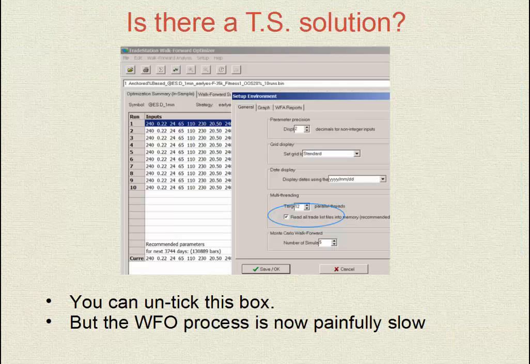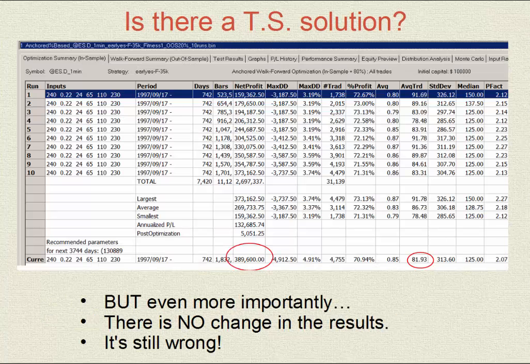When this box is unticked, all the trades don't go into memory, and it should be a workaround for this issue. Hence it's much slower because it's doing a lot more disk work. This didn't fix the problem at all. In fact, the results are completely unchanged.